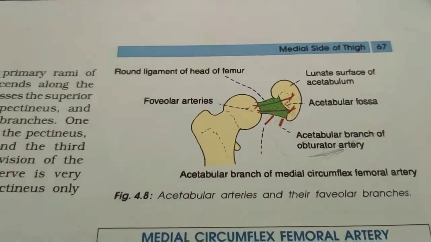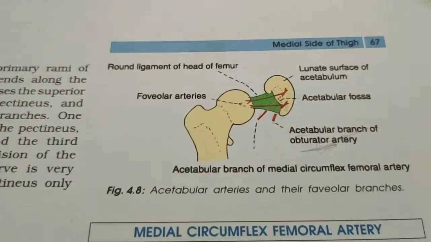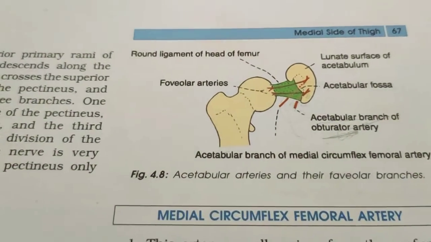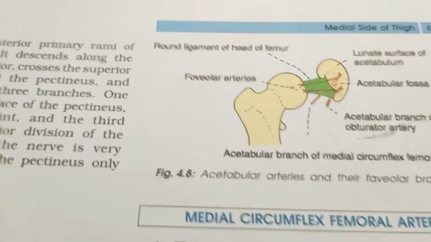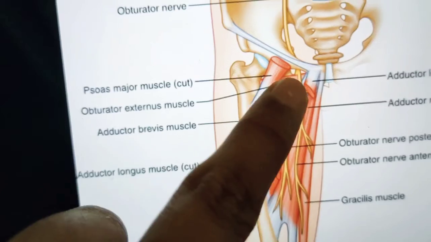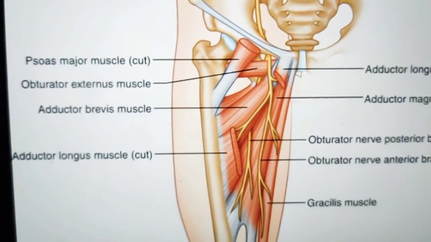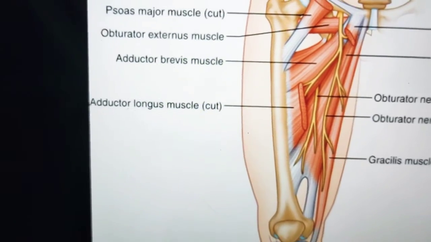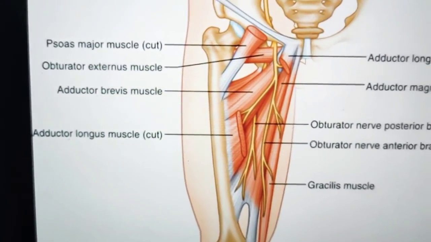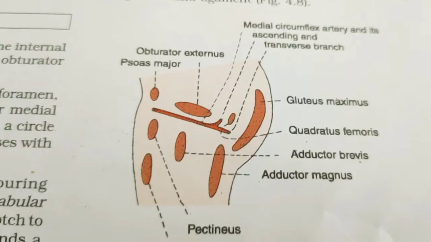So remember, it has only 2 branches, that is anterior, also called medial, and posterior, also called lateral. They form a circle around the obturator membrane. If you remember, here is the obturator foramen, where the obturator membrane forms. So around the obturator membrane they form a circle and anastomose with the medial circumflex femoral artery. So what is the medial circumflex femoral artery? About that we are going to discuss here.